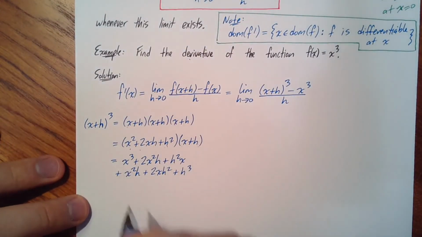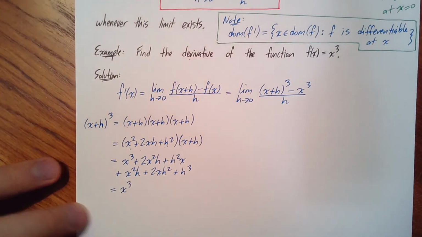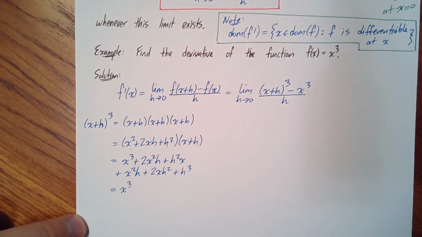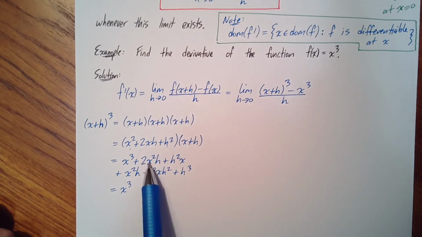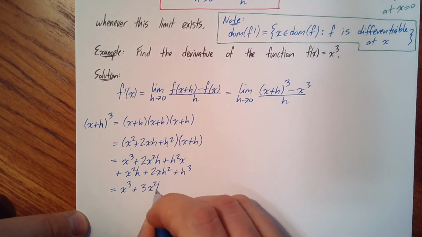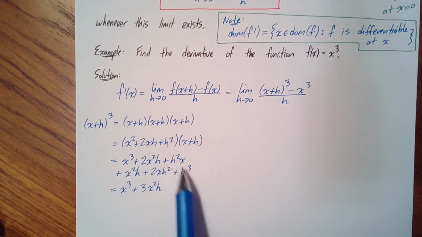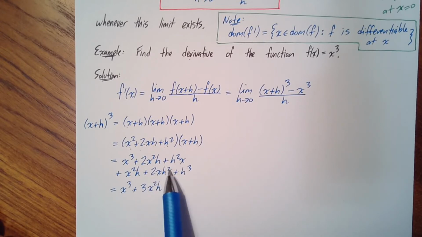The x cubed, there's no other x cubed terms. So we just got x cubed. And then now what do we have? We have 2x squared h, but then we have another x squared h here, so we can combine these. So we'll have 3x squared h. So that takes care of these three terms, but then now these three terms, right? We have h squared x, and then 2x h squared. Well, this is the same as x h squared.